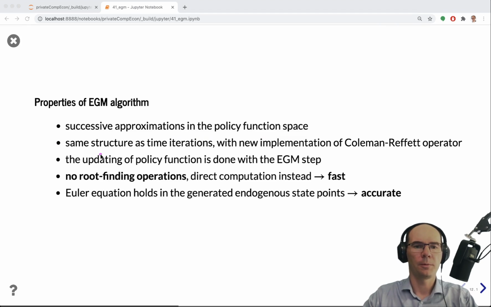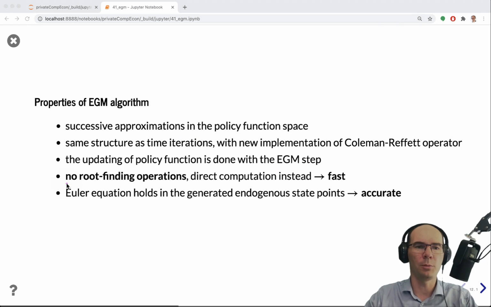All right. Now, the infinite horizon case solver has the same structure as time iterations, with a new implementation of the Kalman-Rafford operator. That's what it is, really. The difference in the operator is that the policy function is updated with the EGM step rather than an equation solver.